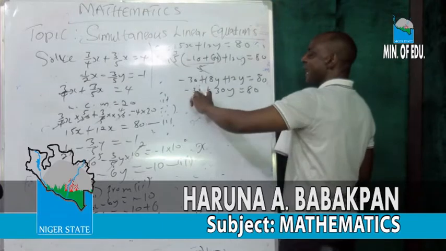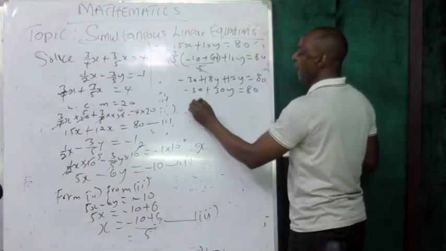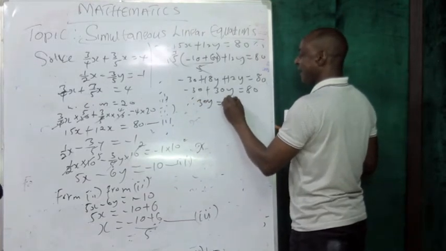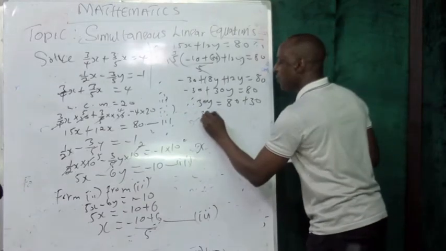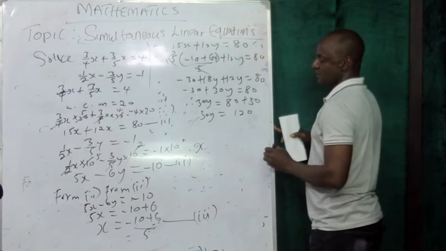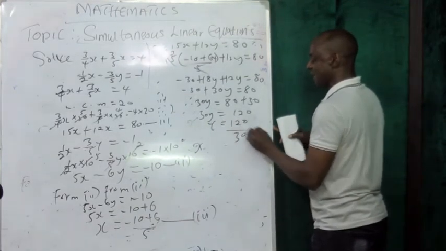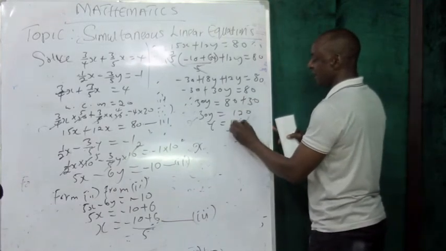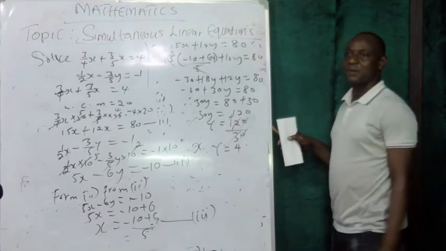Then for me to eliminate this, I can add 30 to both sides so that this one will be eliminated. So I will have 30y equals 80 plus 30. And my 30y will equal 120. And my y now will equal 120 divided by 30. 0 cancels 0, 3 here, 1, 3 here is 4. So the value of y is 4.